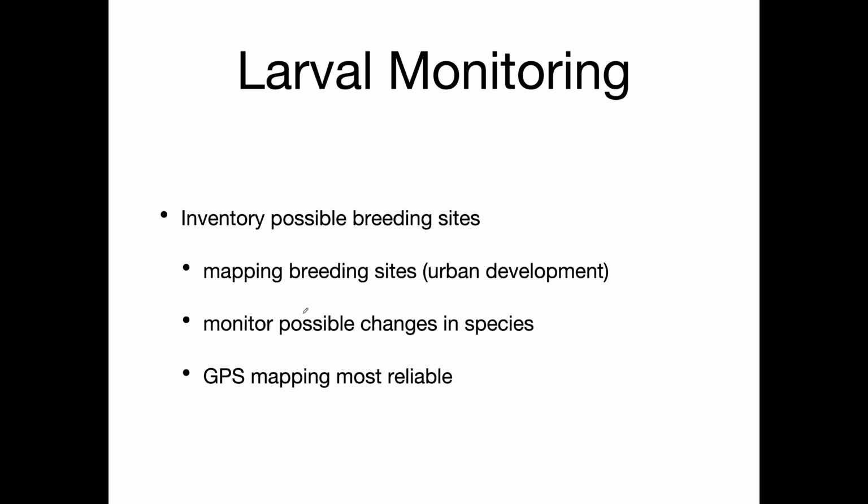Now in true larval monitoring, this is carried out mostly in urban areas because we want to make sure with standing water, if there are mosquito larvae in that standing water, we need to, of course, get rid of it. We also want to use the larval monitoring for early indicators of a change in species in a geographic area. GPS mapping is most often used to map out different breeding sites. So these could be lakes, ponds, swamps, pools.